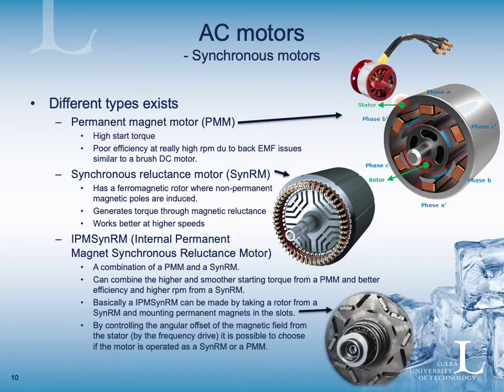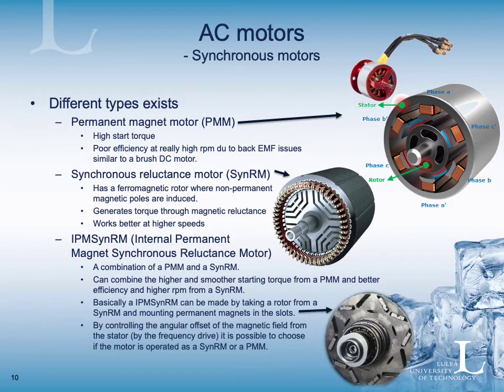So then we have one motor that performs well at low speeds, the permanent magnet motor, and one that performs well at higher speeds, the synchronous reluctance motor. And what we can do is to put these two together and get an internal permanent magnet synchronous reluctance motor, or IPM SynRM. Difficult word. This combines the benefits of a permanent magnet motor and a synchronous reluctance motor.